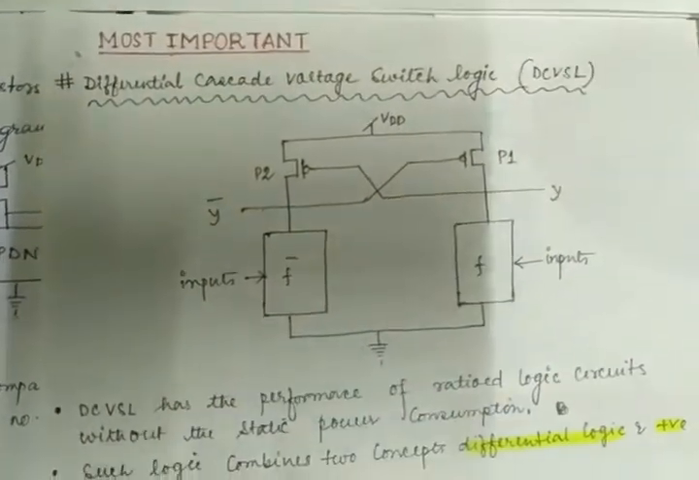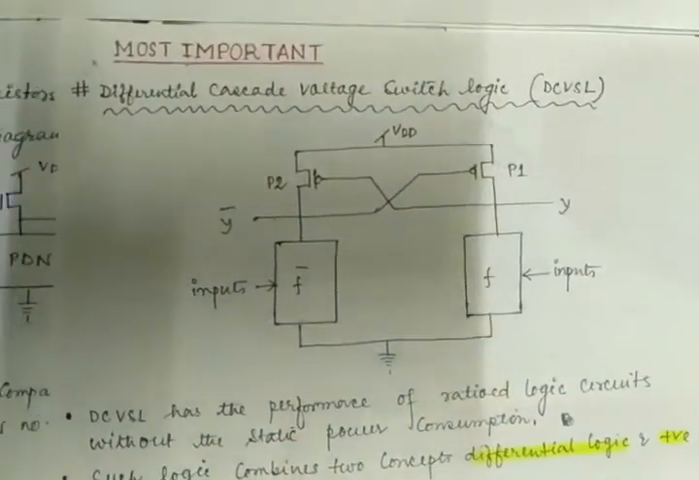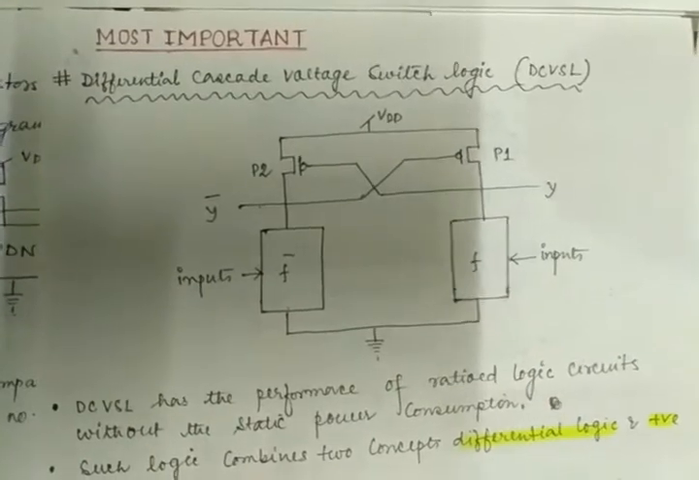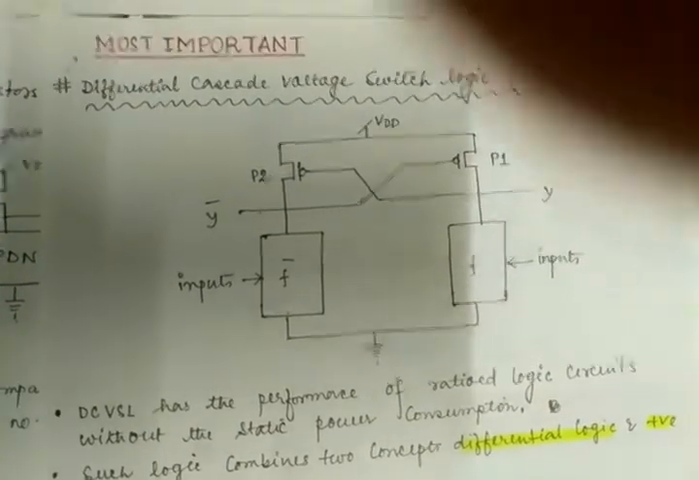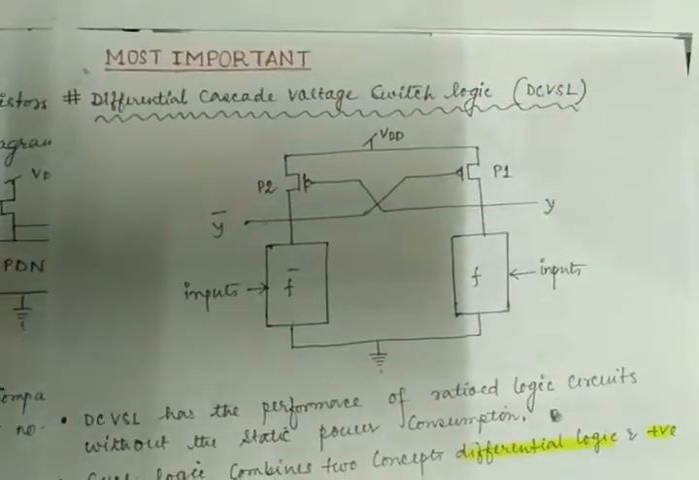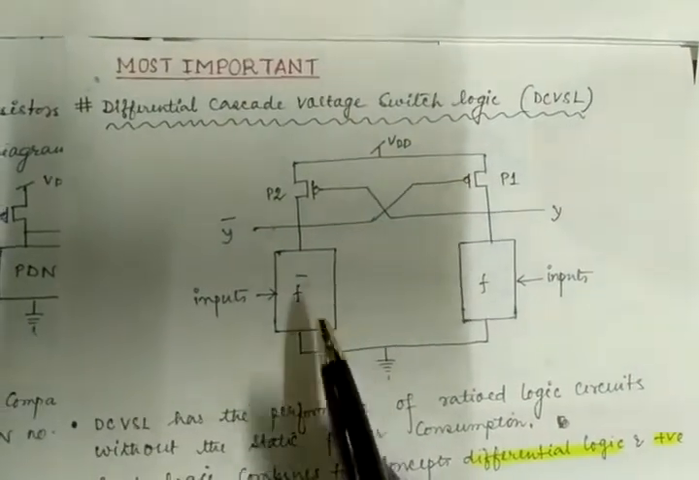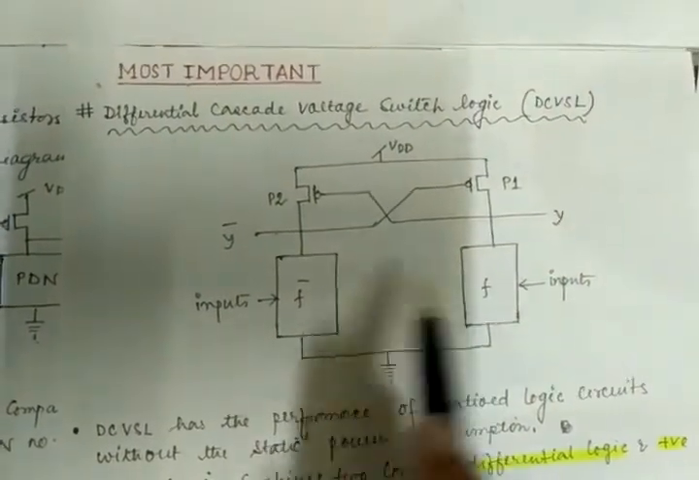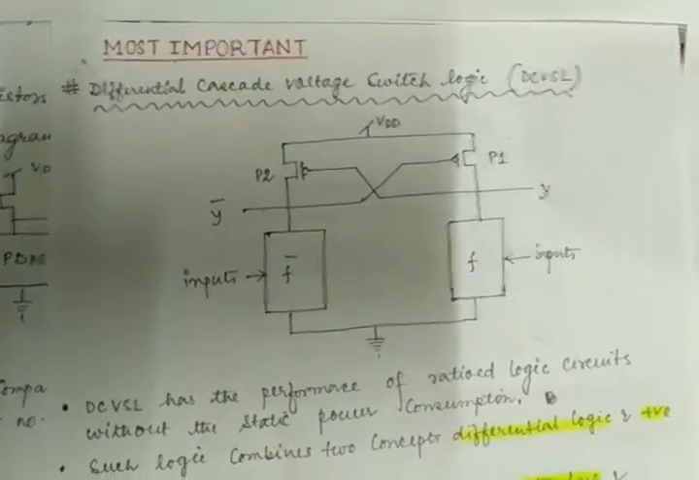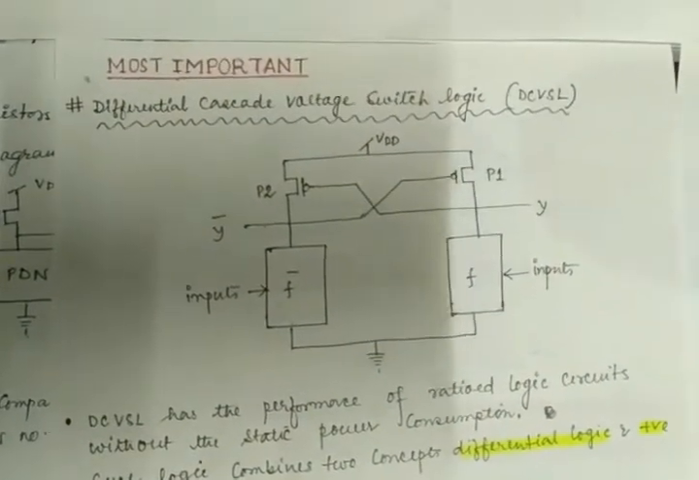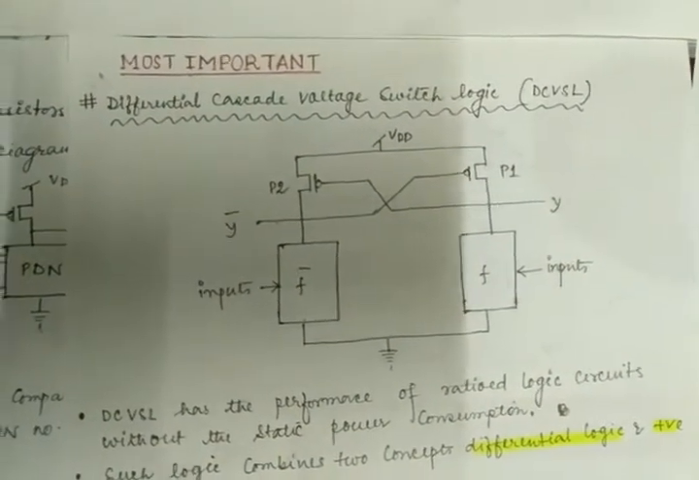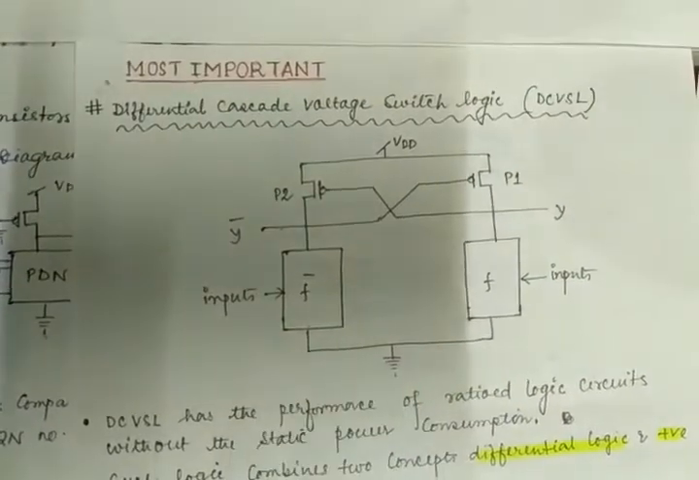Okay, now let's begin how it works. But before that, I must mention another two points. What is this box? This box is nothing but the pull-down network. We all know the pull-down network, and pull-down network means it is designed using NMOS.